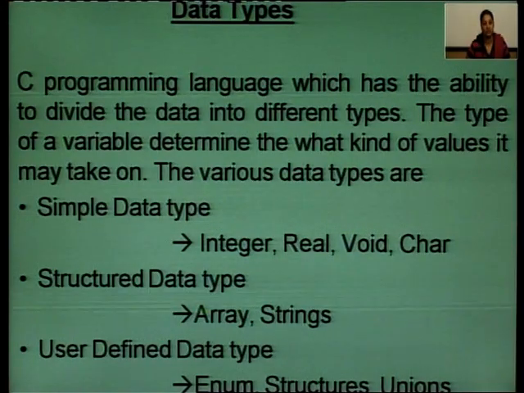Now the structured data type. Structured data type is the combination of simple data types into different forms. If we combine the simple data types in a single name, it is known as a structured data type. Here the array and the strings come. After that, there is a user defined data type. These data types are defined by the user according to their needs. These data types are enum, structures and the unions.